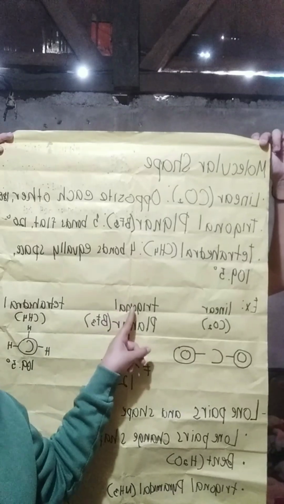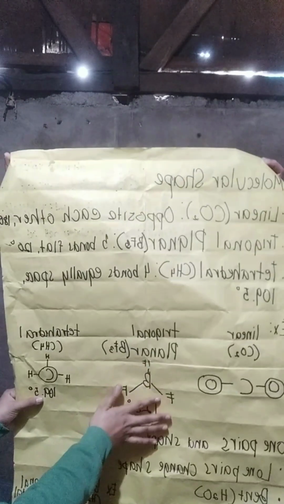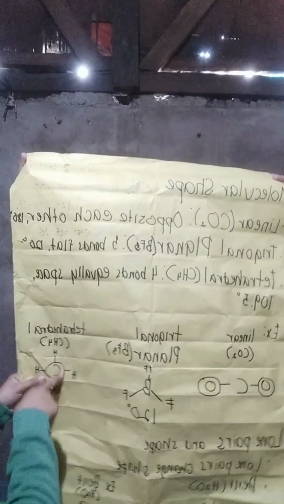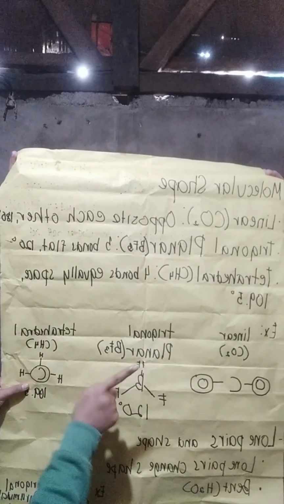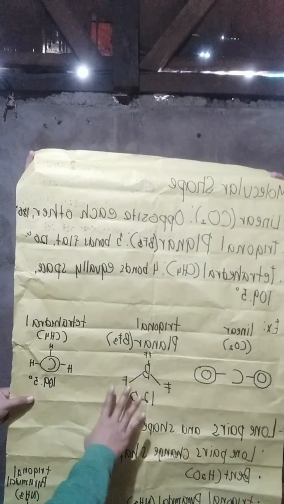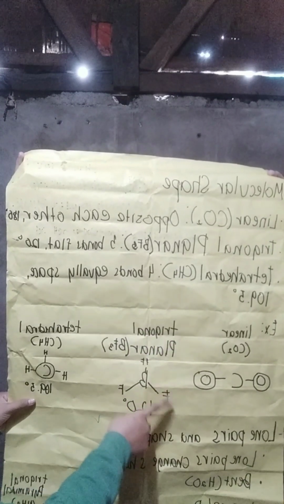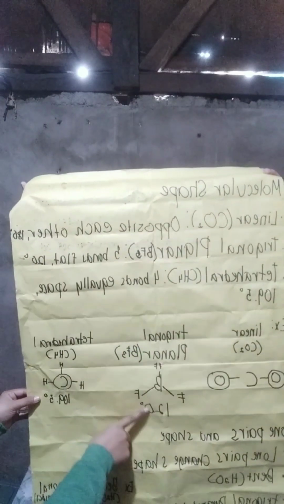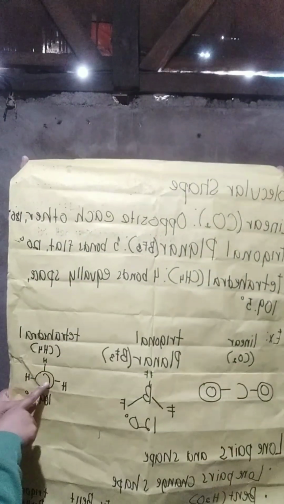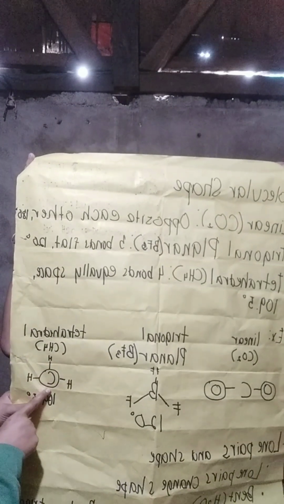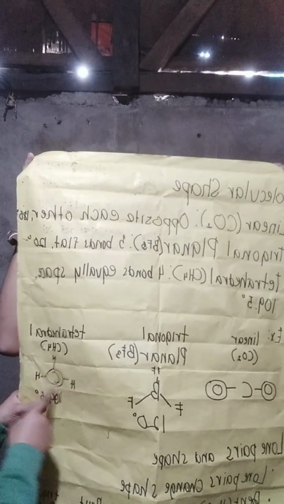Then the trigonal examples and the tetrahedral examples. The beryllium is in the middle, then the fluorines surround it. Then the carbon in the tetrahedral is also in the middle, with 3 hydrogens on the side and one up.